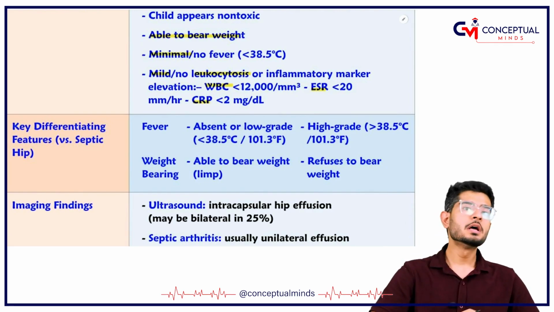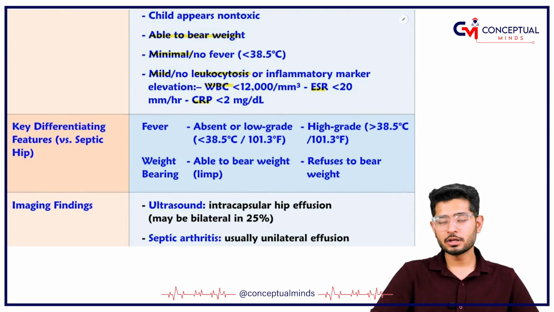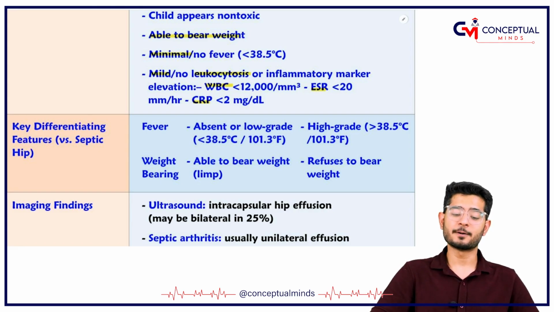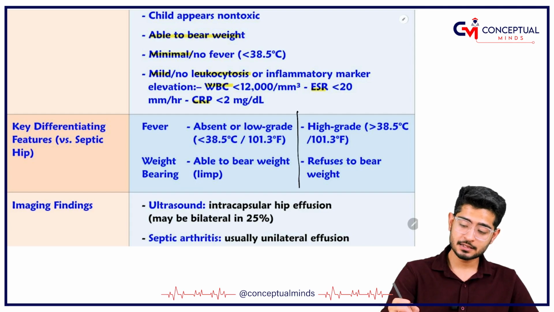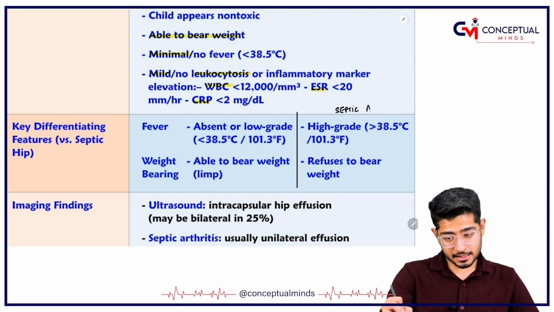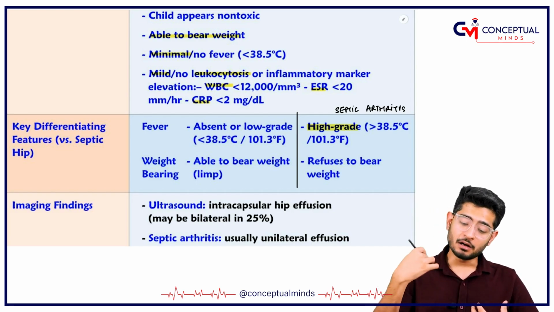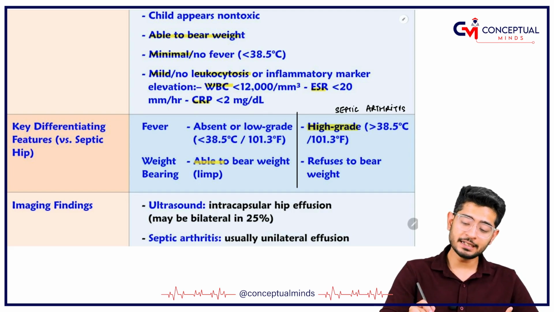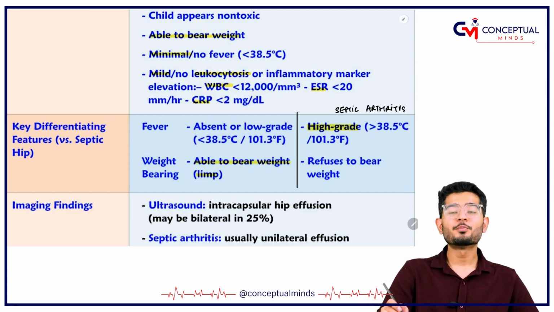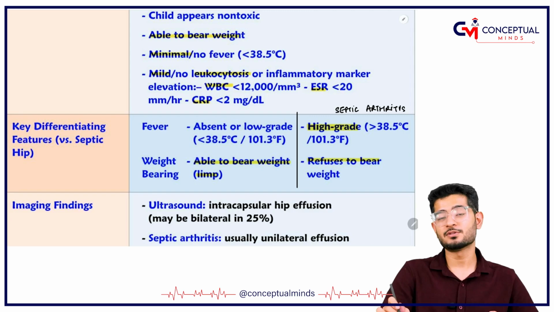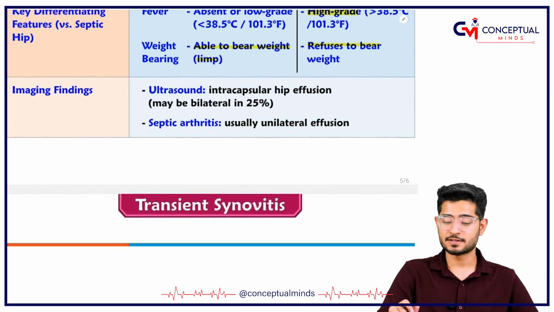Now the key differential features. There is a condition called septic arthritis, and the key differentiating features are fever and weight bearing. In septic arthritis there is sepsis, so there is a lot of fever. In both conditions the child may refuse weight bearing, but in transient synovitis the child takes the weight, though limping is going to be there. In septic arthritis, the child refuses to bear even a single kg of weight. This severity helps us differentiate between the septic hip and transient synovitis.